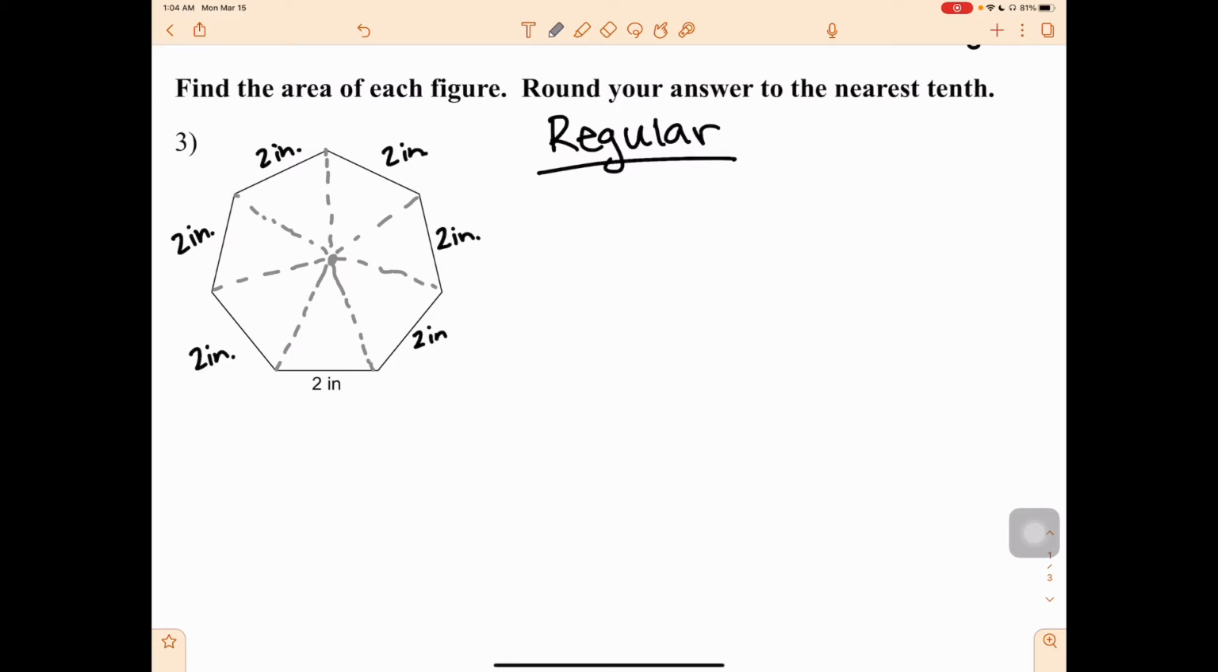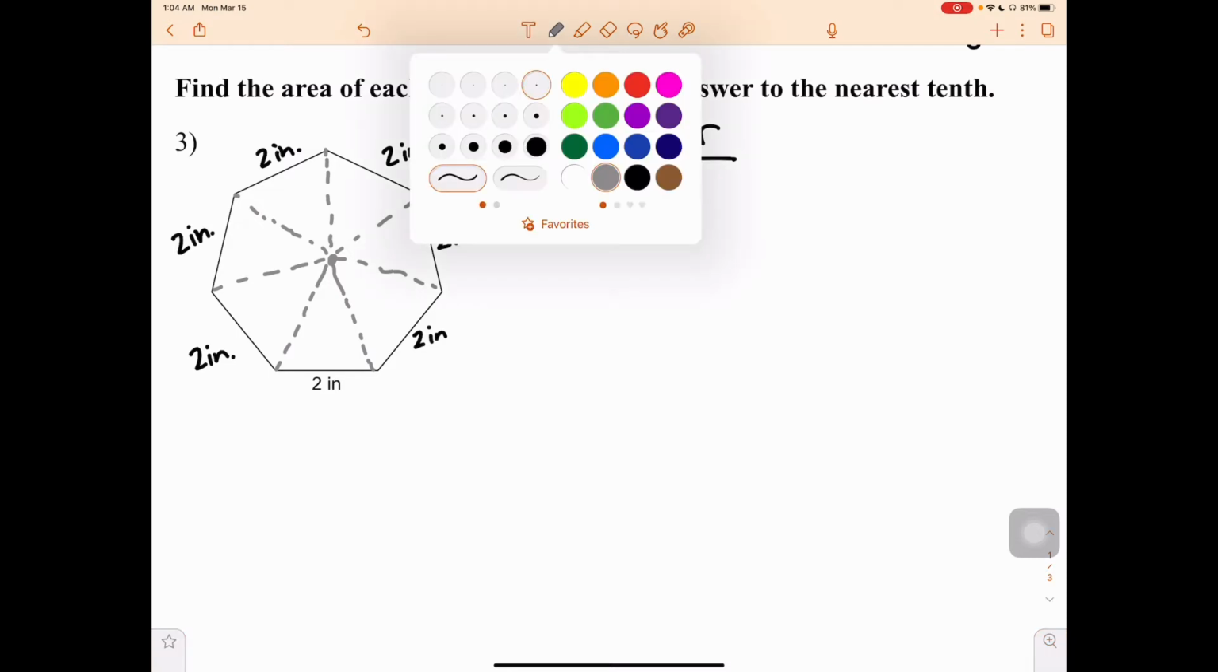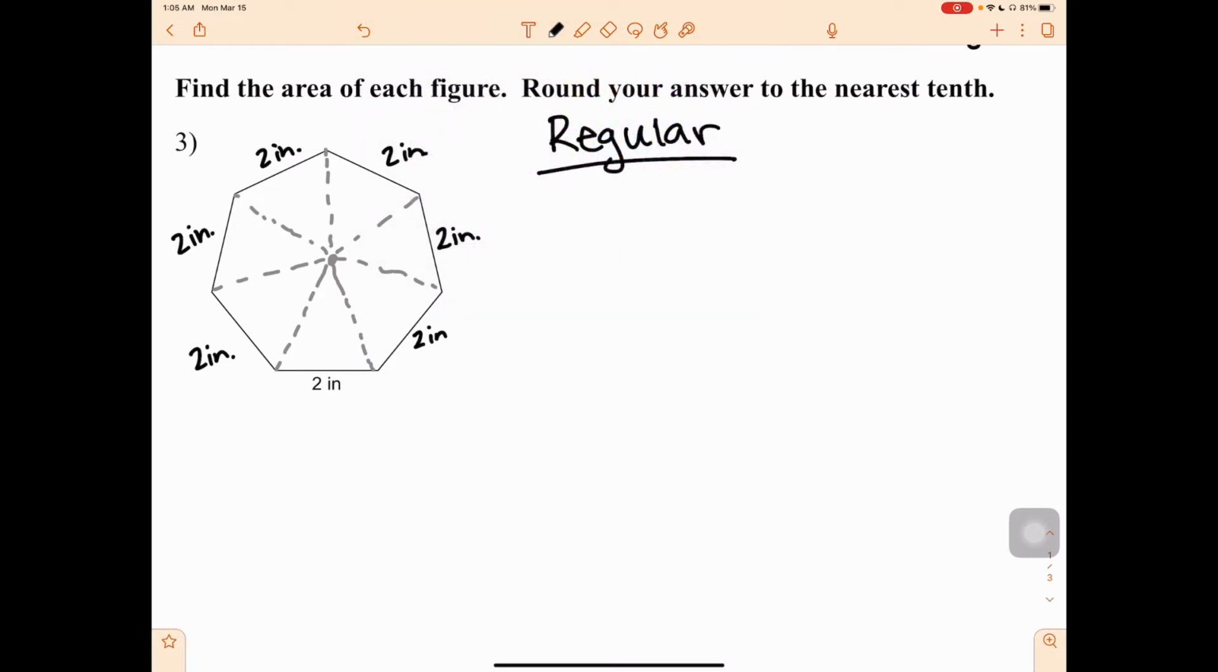All right, so knowing this, we now see that we have 1, 2, 3, 4, 5, 6, 7 sides. So this is a heptagon, which has 7 sides. Okay, all this information is super important.